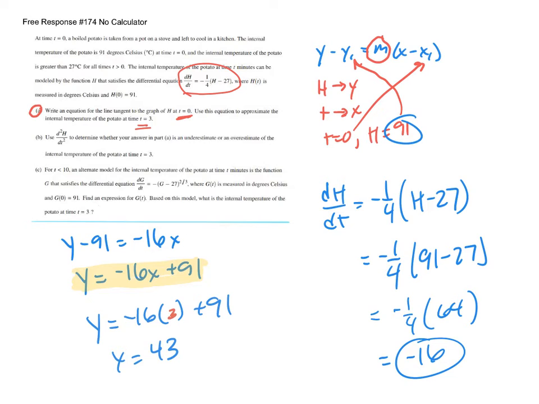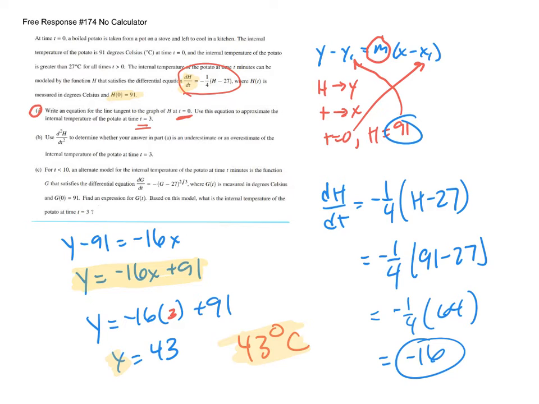So when we do this problem, we end up approximating the value at, we'll call it 43 degrees Celsius, because h is measured in degrees Celsius. And remember, y is really h that we solve for. So to get the equation of a tangent line, you need an initial condition and you need a slope. They gave us the initial condition right here. And then we use the derivative to compute the slope.